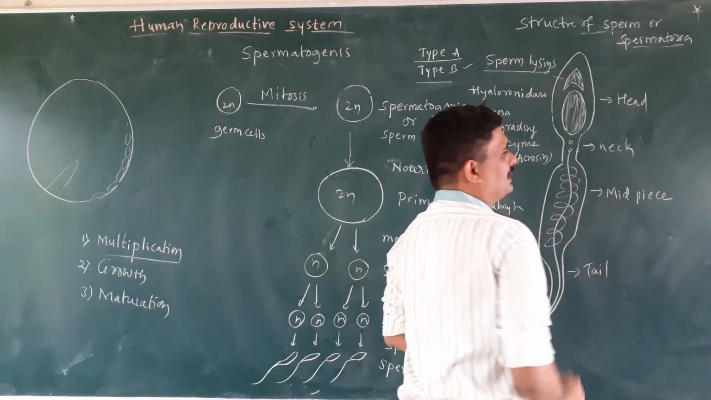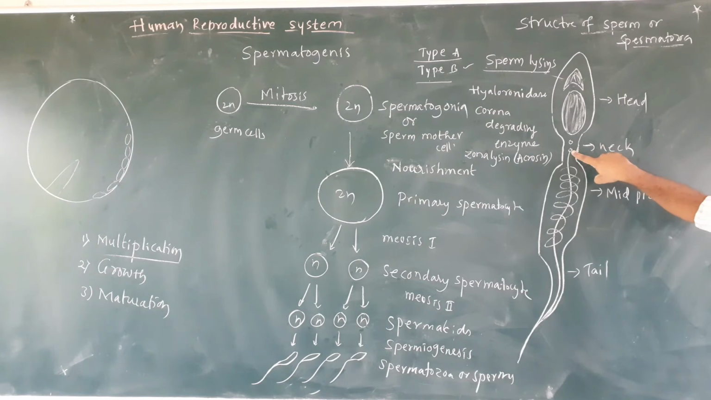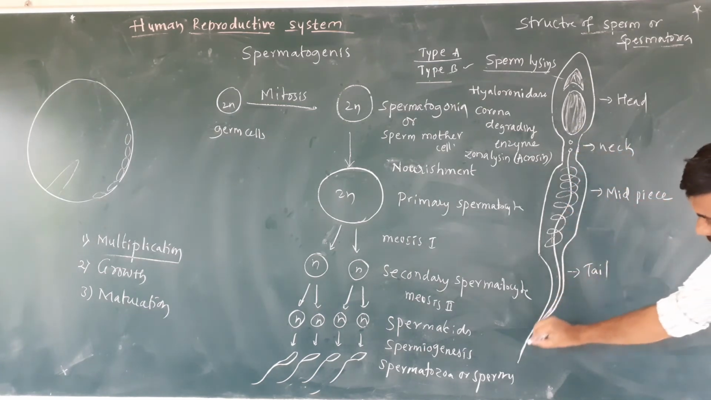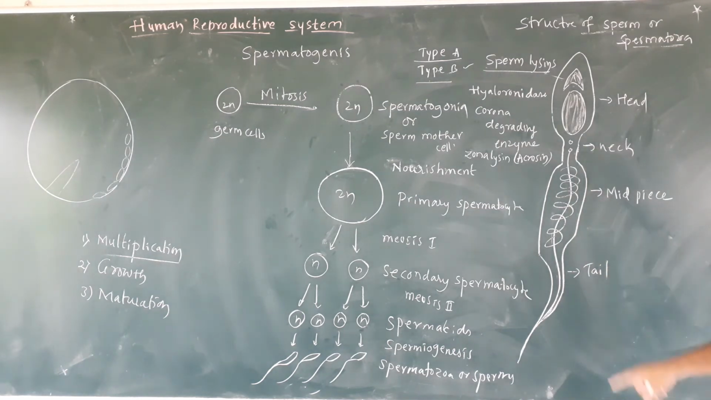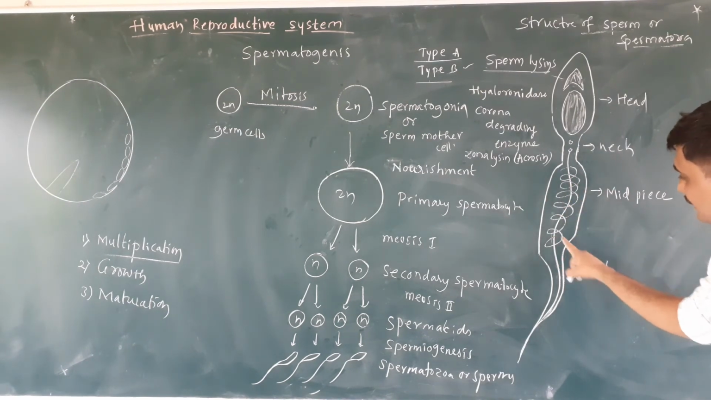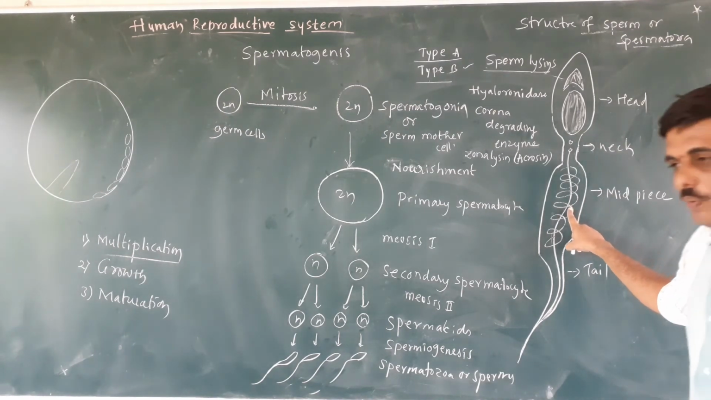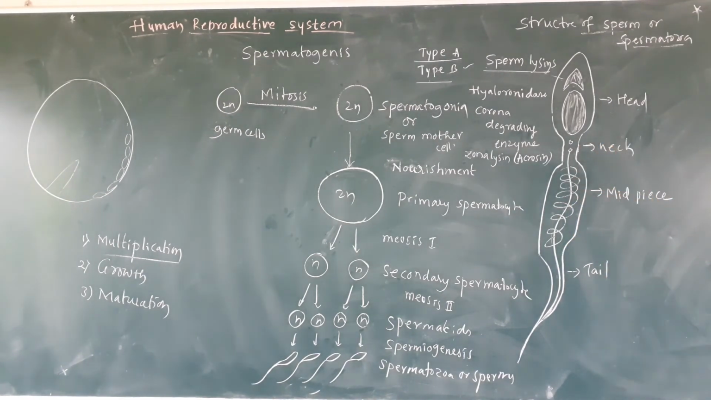The neck consists of two centrioles. One is called the proximal centriole, and the second is called the distal centriole. It is called proximal because it is present near the nucleus, whereas the distal centriole is far away from the nucleus. From the distal centriole, the axial filament comes. The midpiece consists of mitochondria spirally arranged around the axial filament. This mitochondria provides the energy for sperm motility.